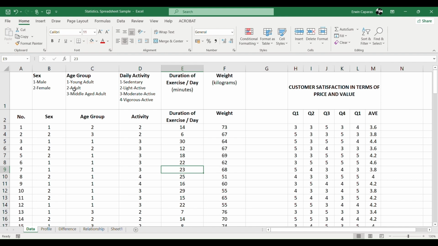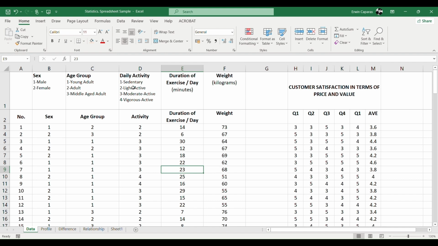However, in the age group, since there is an order of the age, we have to arrange it according to the increasing or decreasing order of the age. Say, for example, we have the young adult, followed by the adult, and then the middle-aged adult. You can also start with the middle-aged adult as one, followed by adult, and number three is young adult. The important thing here is that it has to be presented in order of age.